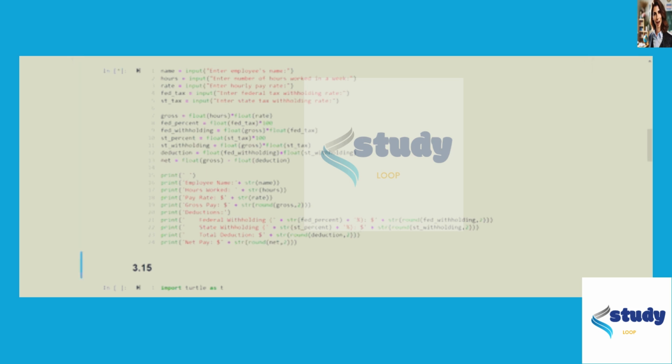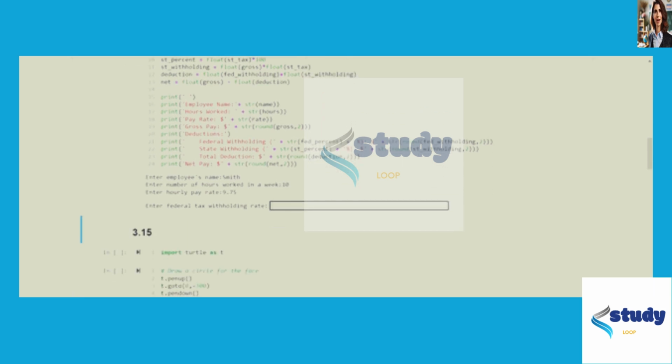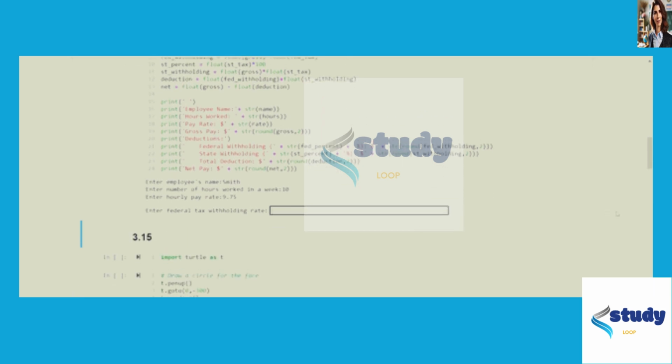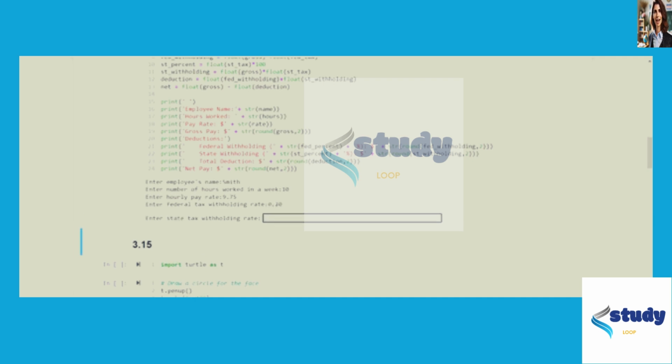So when I run this cell, I have to enter the employee's name. I believe the example used in the book was Smith. Number of hours worked in a week. From what I remember, it was 10. The hourly pay rate, I believe, was $9.75. And the federal tax withholding rate, I believe, was 20%, so 0.20. State tax withholding rate, I believe, was 0.09 or 9%.